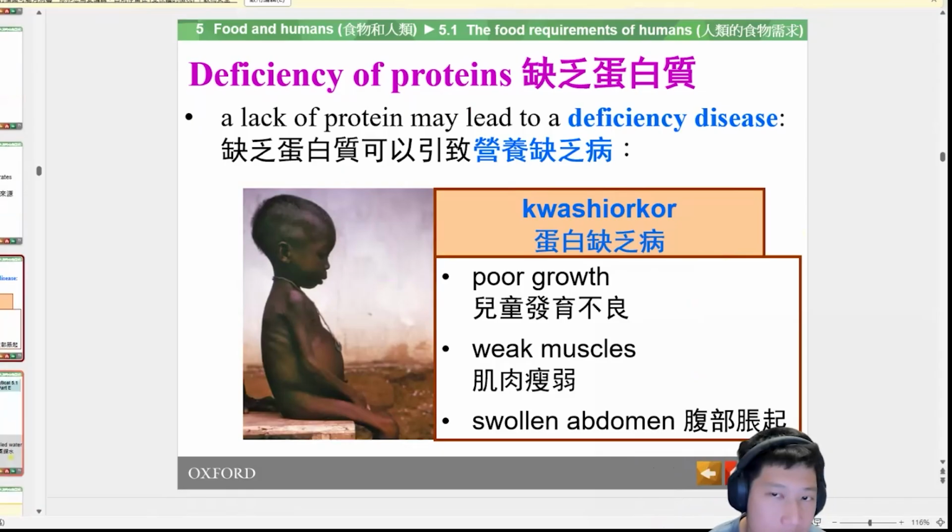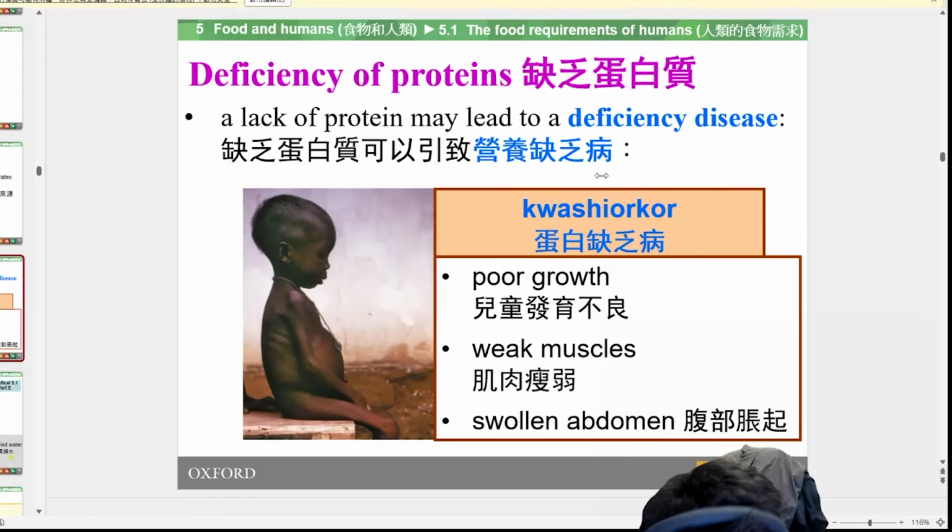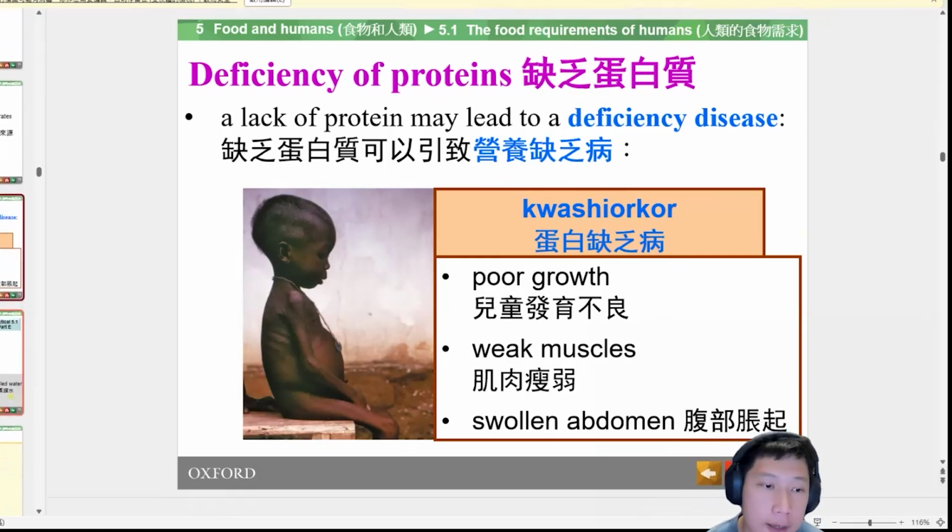Then if there is a lack of protein, we will have problems. We will get a deficiency disease, which we call kwashiorkor. This disease will cause poor growth in humans, and it will give some weak muscles and a swollen abdomen.